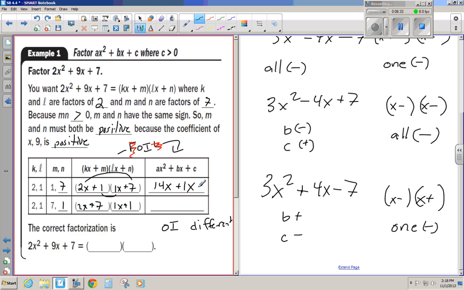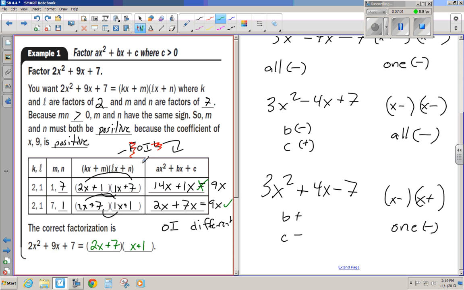Does that give me 9x? You'd say no. Over here, do the O and the I. 2x times 1 is 2x. 7 times 1x is plus 7x. Does that give me the 9x that I'm looking for? And you will say, yay, it does. So my factorization is 2x plus 7 times x plus 1.